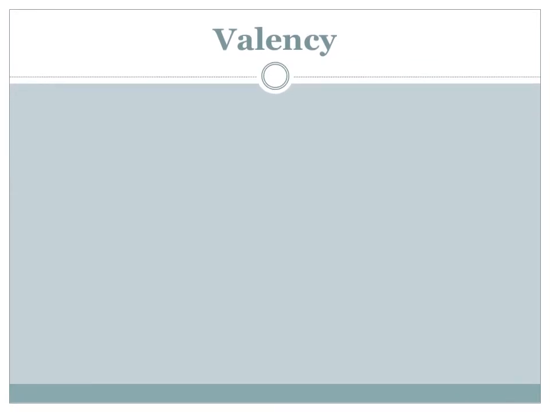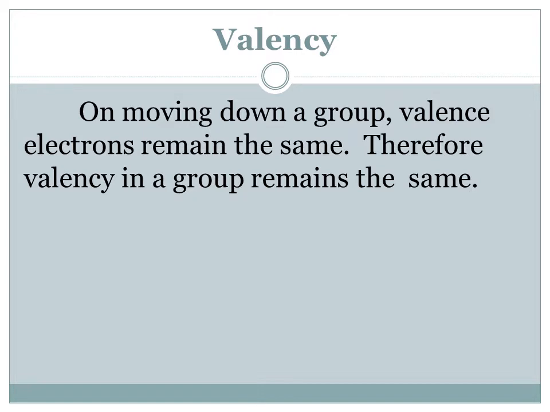Let us study the trends in valency. Valency denotes the combining capacity of the atom of an element. It is equal to the number of electrons an atom can donate or accept or share. On moving down a group, valence electrons remain the same. Therefore, valency in a group remains the same. If it is group 1 elements, all the elements will have the same valency. If it is group 2, all the members will have the same valency.